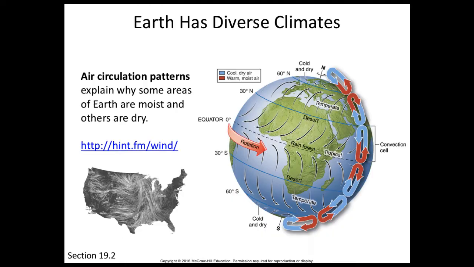Air circulation patterns explain why some areas of Earth are moist and others are dry. I encourage you to check out this wind map website, which shows the current wind patterns in a visual way on the United States landscape.